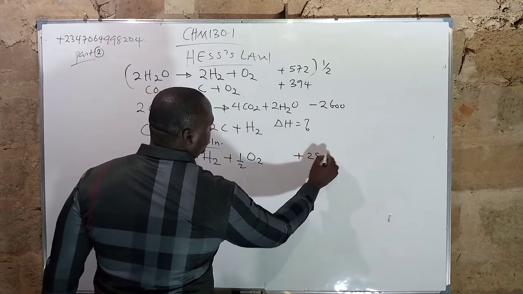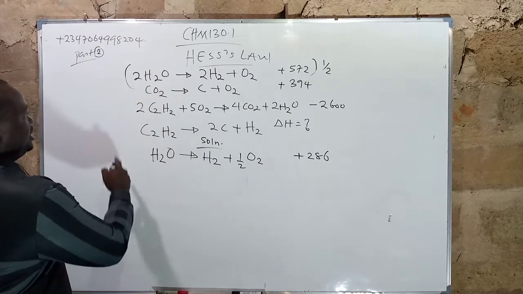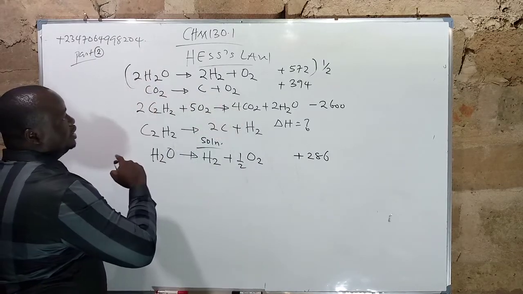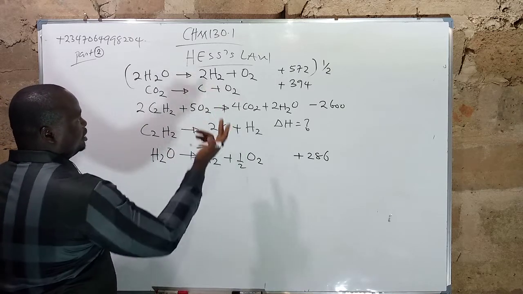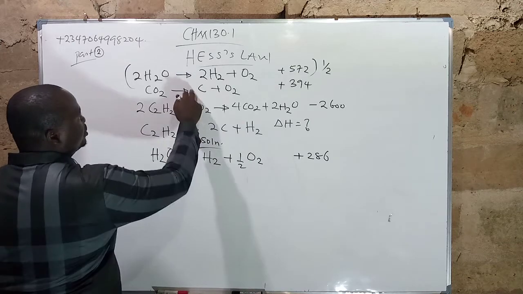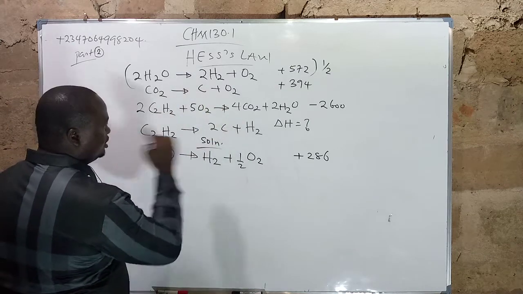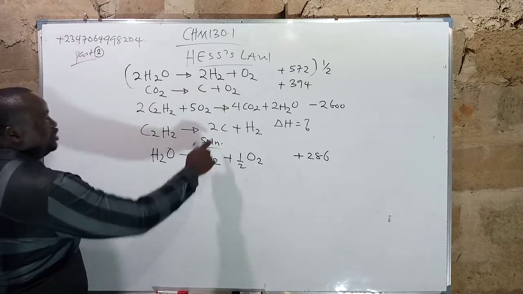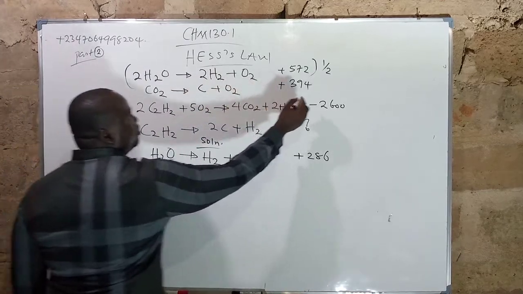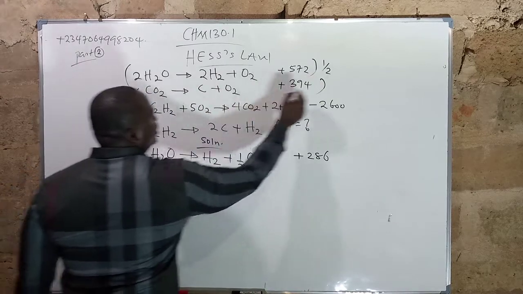plus 286. Then the next thing is we will not consider O2 because there is O2 here and there is O2 here. So the next thing we consider is carbon. Now look at carbon, this question is even too easy. Carbon is also at the product side, and here it is at the product side. But the coefficient of carbon here is 2, and 1 here. So all we need to do is multiply this whole equation by 2.